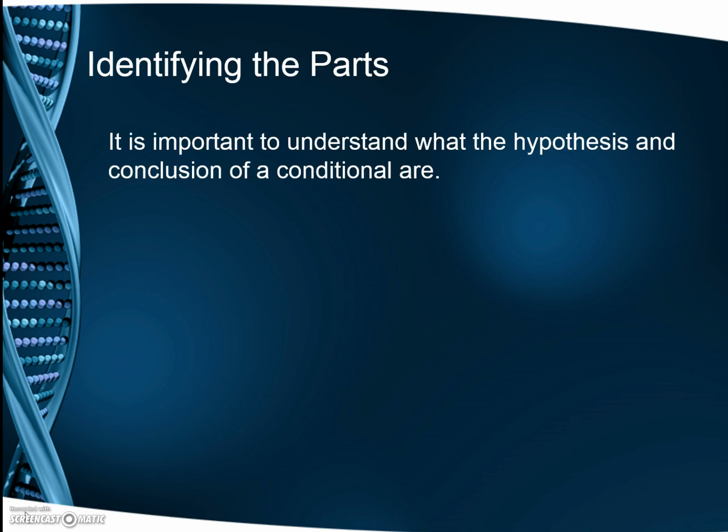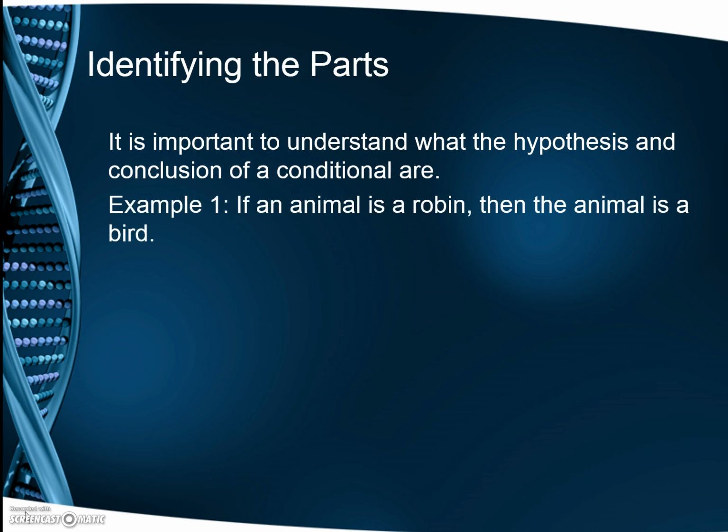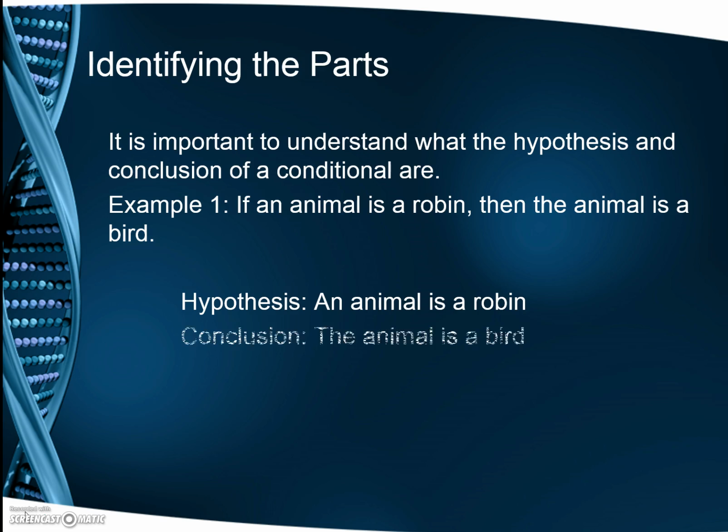So, being able to identify the parts is very important. So here's an example with that. If an animal is a robin, then the animal is a bird. So when we're identifying which piece is what, I want to know what the hypothesis and the conclusion are. The hypothesis always follows the if part. So in this one, the hypothesis is an animal is a robin. The second part of this, which is following the then part of it, is the conclusion. So in this one, the conclusion is the animal is a bird.